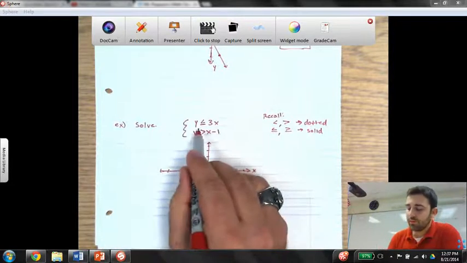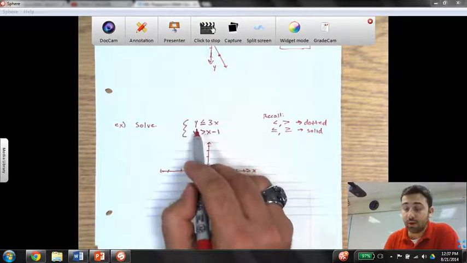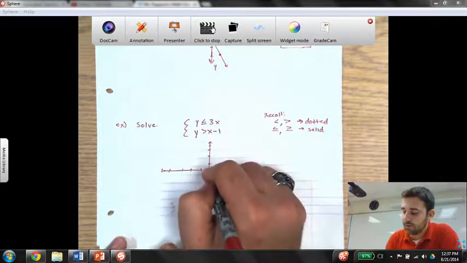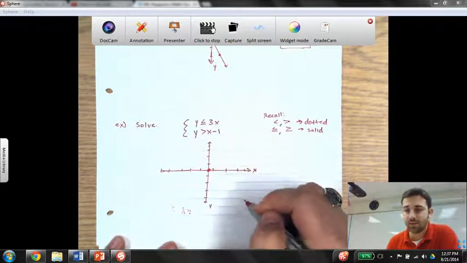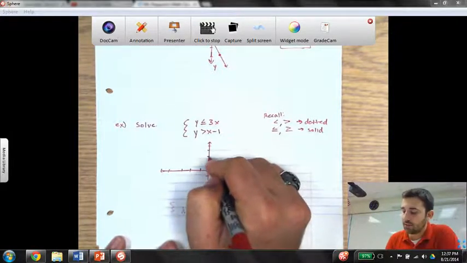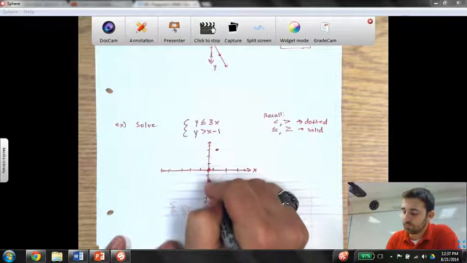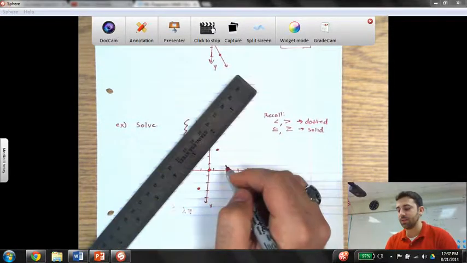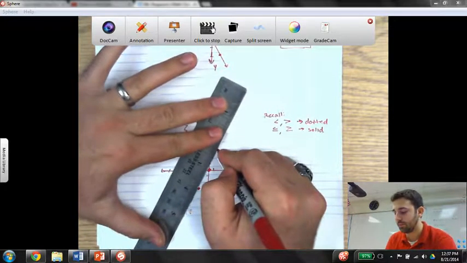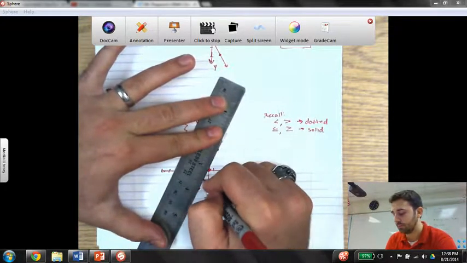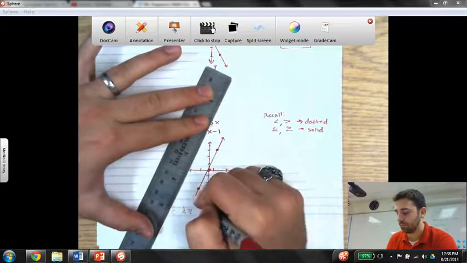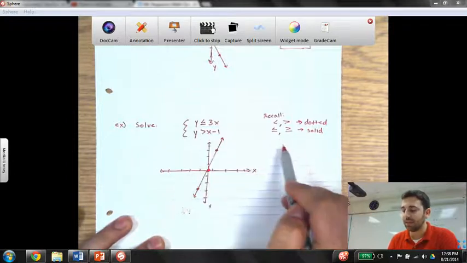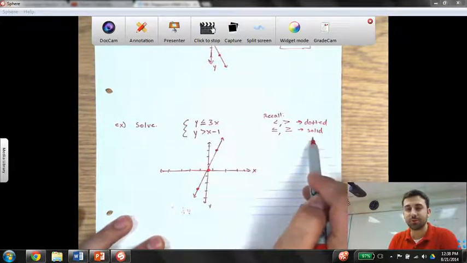For our first equation, or first inequality, we have y is less than or equal to 3x. So we have no intercept, so that means we're crossing the y-axis at 0, and we have a positive slope of 3. Once again, I just went in the opposite direction so that I would have points on either side of my y-intercept. Now notice I drew a solid line because that is less than or equal to.